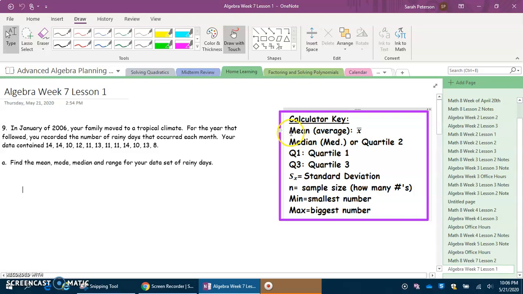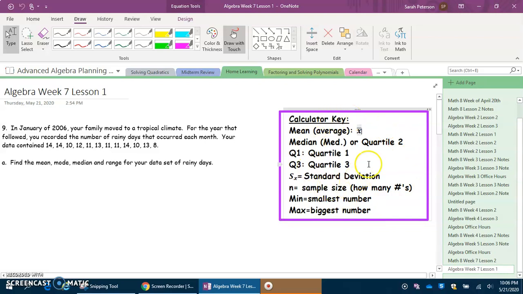So the mean, or the average, is represented in your calculator by X with a bar over it. The median is in your calculator as MED, otherwise known as quartile 2. Q1 is quartile 1, Q3 is quartile 3. S with a little X below it is standard deviation, which we'll talk about later in this video. And N is the sample size, or how many numbers you have listed. Your minimum is your smallest number and your maximum is your biggest number.